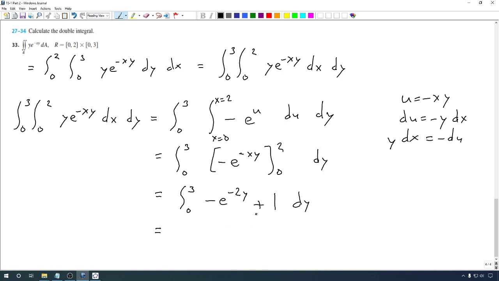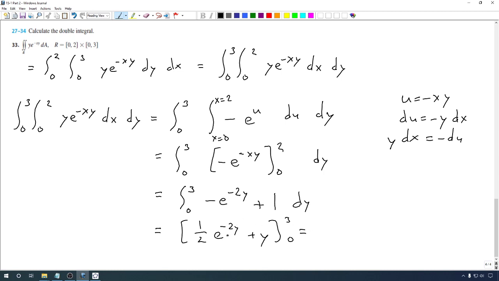Now we just do everything like we did before. Technically, we do have to use a substitution like we did here. This time, we might say u equals minus 2y. I'm going to kind of skip over that. I'll let you, because this one doesn't have to deal with any of the extra variables, so it's a little easier to see. But what we're going to have for the integral of negative e to the negative 2y is 1 half e to the minus 2y. Integral of 1 is y, and we're integrating from 0 to 3.